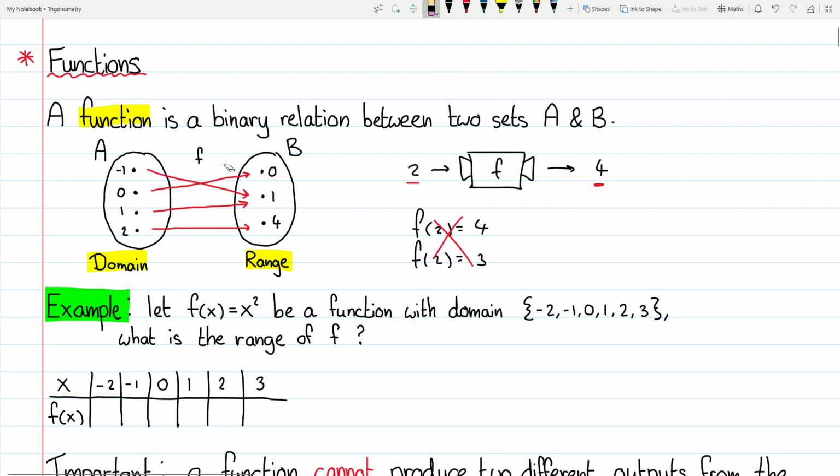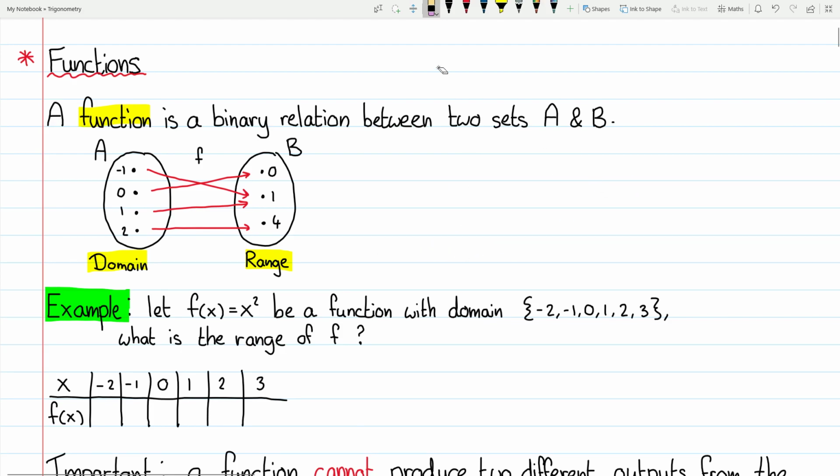However, as you can see in this description, we have two values that map to 1. So -1 goes to 1, and +1 also goes to 1. This is perfectly fine. Two inputs can map to the same output.